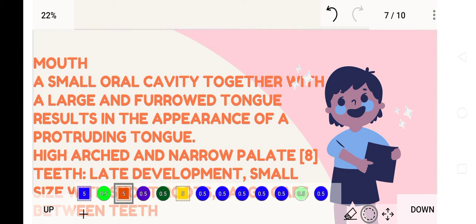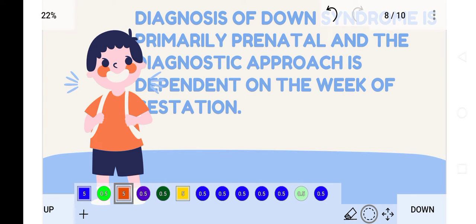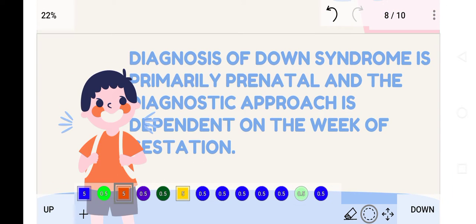So that is a clinical finding of the patients. They will have a small oral cavity together with a large furrowed tongue, which results in the appearance of a protruded tongue, a high arched and narrow palate, and teeth that have late development and are small in size, with short roots and large gaps between teeth in the patient with Down syndrome. So how can one diagnose a patient with Down syndrome?